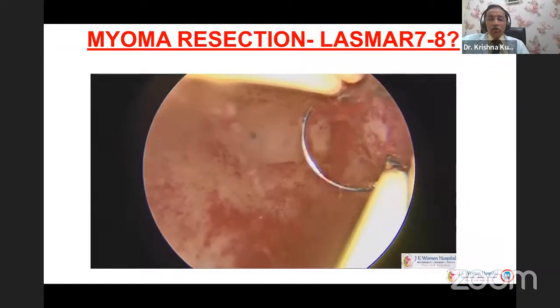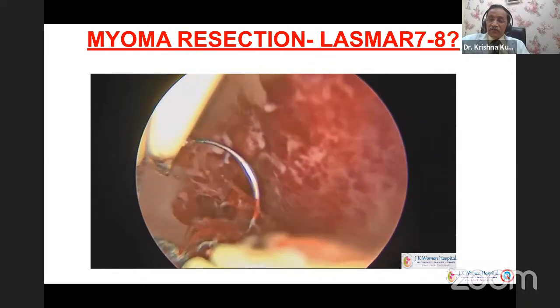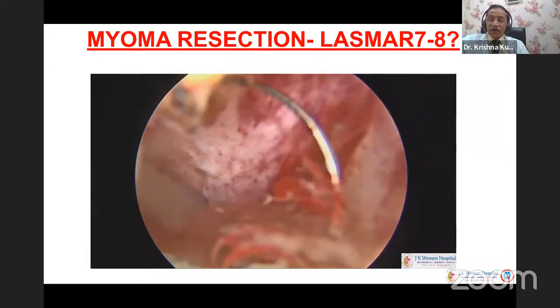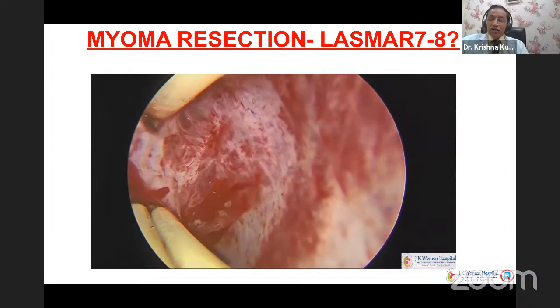Now, of course, bigger fibroids, difficult fibroids, Nitin, Lasmar type 3, such a lateral large fibroid, what would you recommend? Should it be done hysteroscopically or should it not be done?